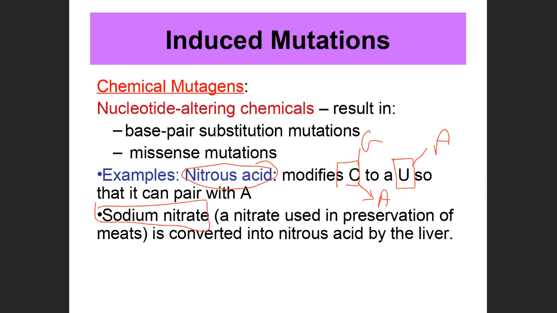Sodium nitrate is used to preserve meats like hams and bacon, and in the liver it is converted to nitrous acid, which is the mutagen. That's why nowadays they have uncured meats that do not have these sodium nitrates.